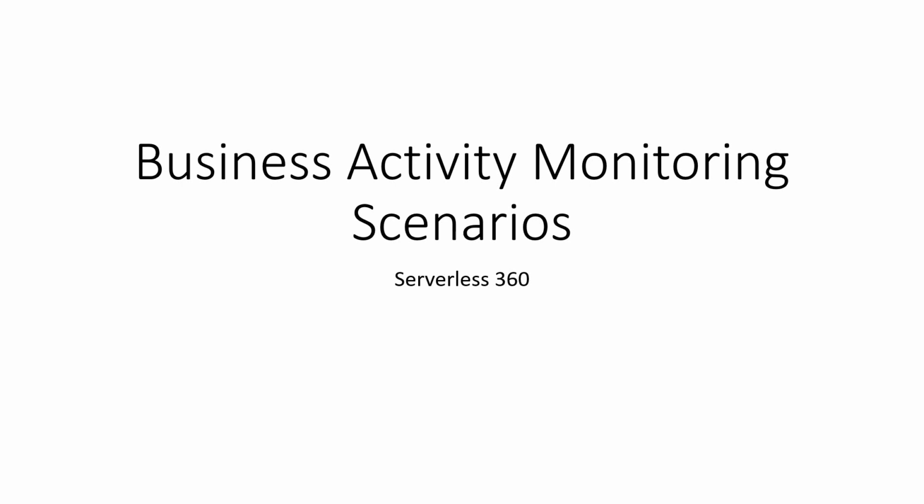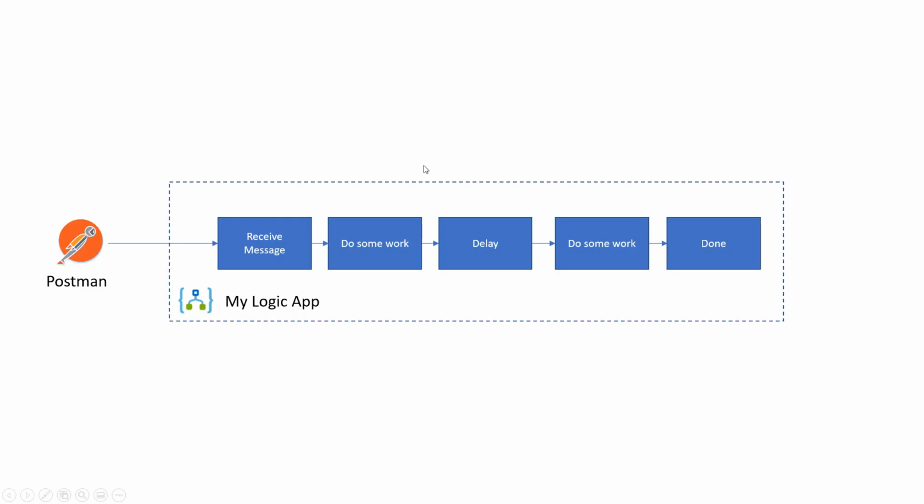to monitor logic apps. So to begin with, we're going to assume you already know a little bit about business activity monitoring, where it fits, what Serverless 360 offers. This is the most basic hello world scenario that you can do with a logic app. So to begin with, we're going to have a simple logic app. I'm going to trigger it where I can use either Postman or I can just use the portal's trigger. It's going to do a bunch of work, so we'll have some shapes in there.